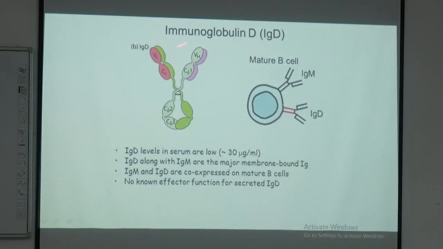So the last one, IgD. The function of this IgD is generally not known, but they act as receptor on the surface of these B cells.